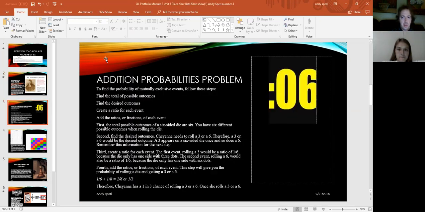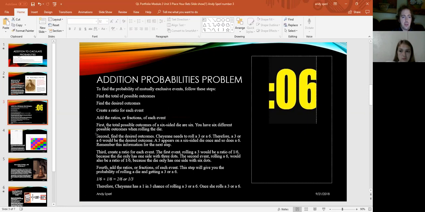Okay, so this slide is asking for addition probability problems, and I have a problem here in front of you. It is asking to find the probability of a mutually exclusive event following these steps. First, we're going to find the total possible outcomes for the problem. Then we're going to find the desired outcomes, and then create a ratio for each event. And then after that, we are going to add the ratios or fractions of each event.